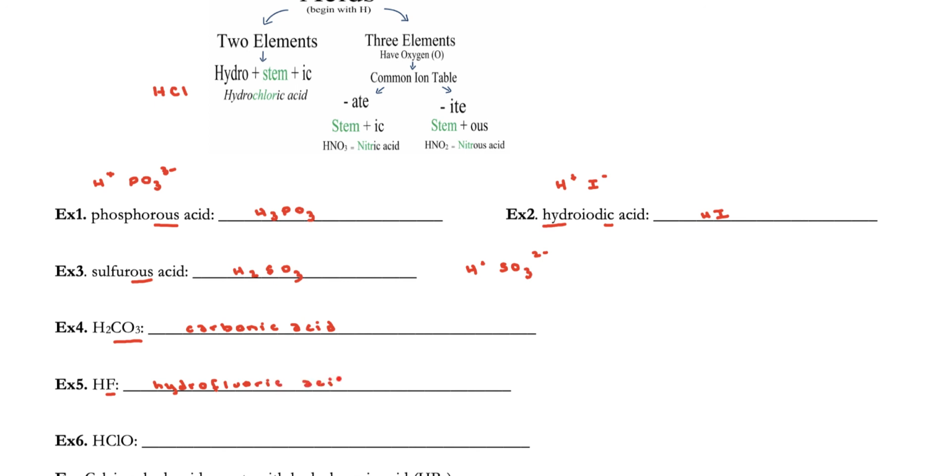So I've got HClO. I've got 3 different elements, so I know that ClO is a polyatomic ion. ClO, remember, is hypochlorite. So since it's an ITE ending, that means that the acid is going to need an us ending. So this is going to be hypochlorous, because remember the ite becomes an us, so hypochlorous acid, and that's it.